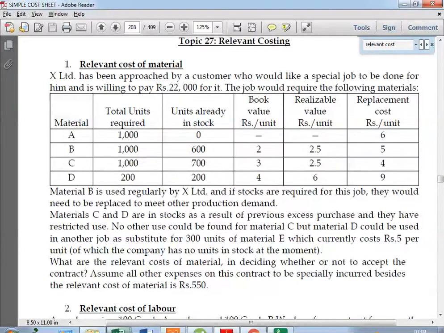Now, ignoring relevant costing, do you want to sell it for 6 rupees or use it as a substitute and save 5 rupees? Sell it for 6 rupees or save 5 rupees?